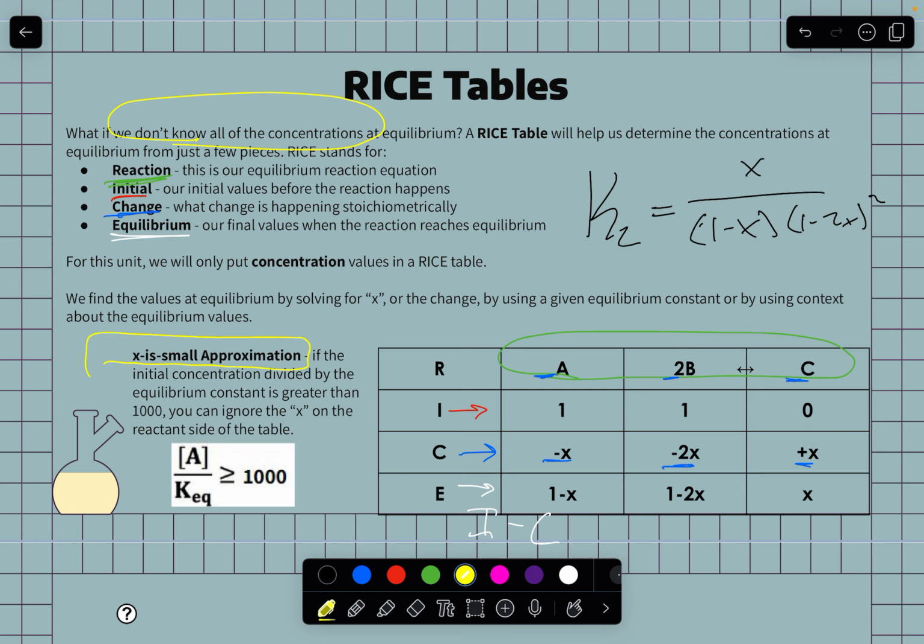Okay, so if you take the concentration you started with divided by the equilibrium constant, and the number it gives you is greater than 1,000, then you could ignore x. You just take x out of your equation, and that makes the math a lot simpler. You assume it's small enough that it's not going to have a significant change on the concentration.